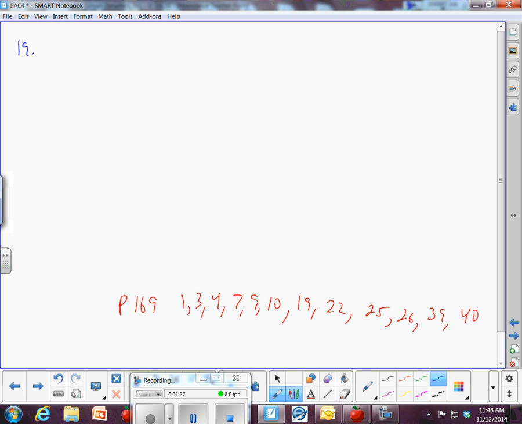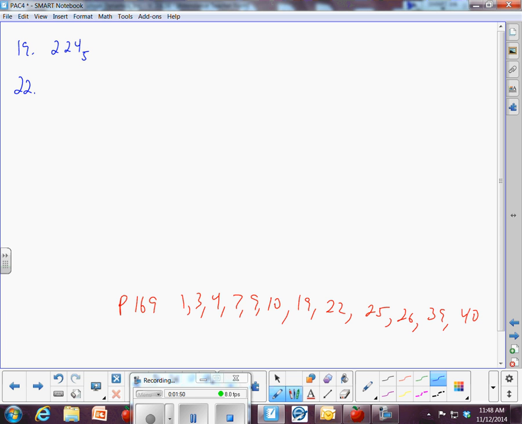19 is 2, 2, 4, base 5. You've got to show that base 5. You wouldn't say 224 base 5. It's 2, 2, 4, base 5. That is the correct answer. If they don't have it, write it in, please.